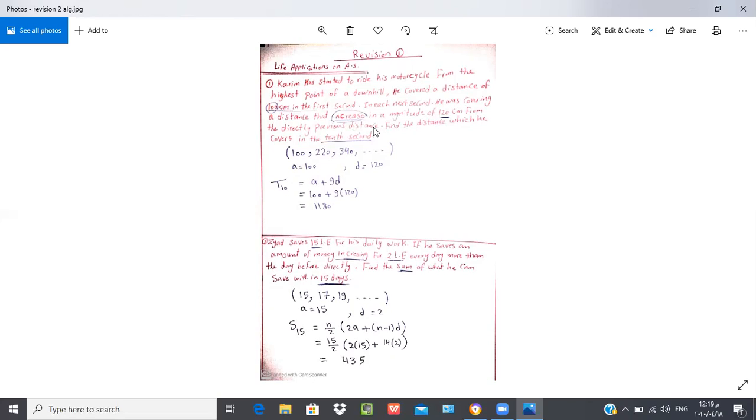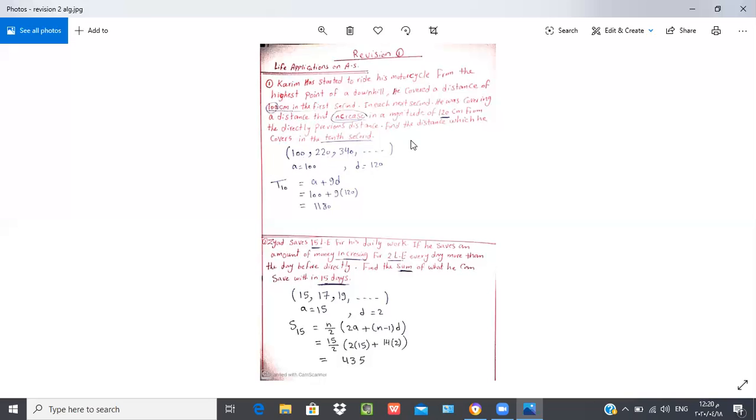Every time it increases by 120, increases by 120. It means this is the difference. Find the distance which he covered in the 10th second. Here it's an arithmetic sequence. He starts in the first second with 100 centimeters. Every time he increased by 120, so 100 plus 120, 220 plus 120, 340.